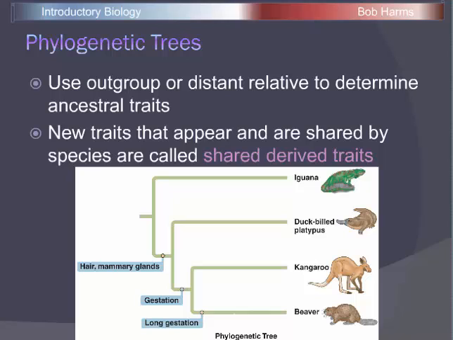And so we would say that all mammals are a monophyletic group because we can trace our ancestry back to that original mammal that produced hair and mammary glands. Likewise, if we look at smaller groups, all marsupials are a monophyletic group because they can trace their ancestry back to a mammal that first produced a pouch and had a very short gestation period.